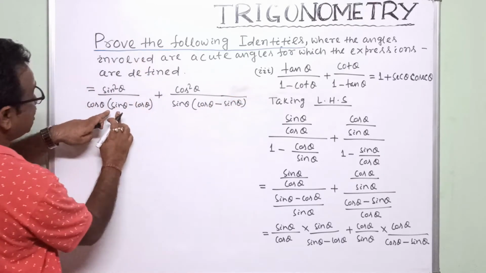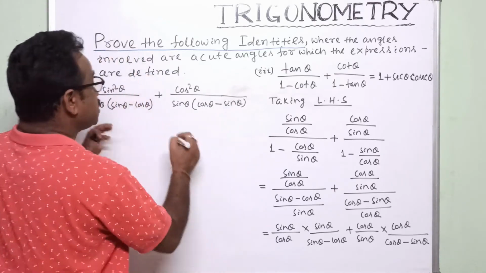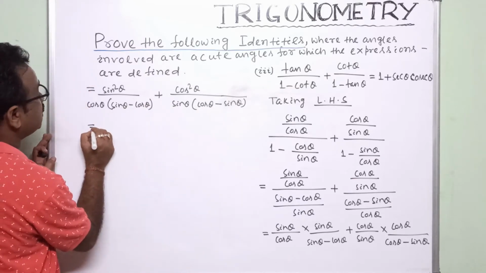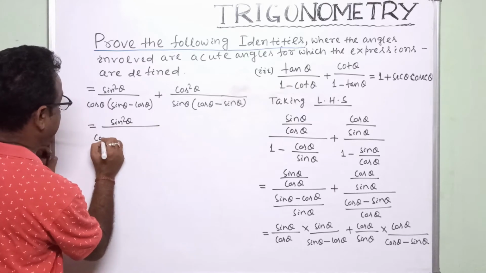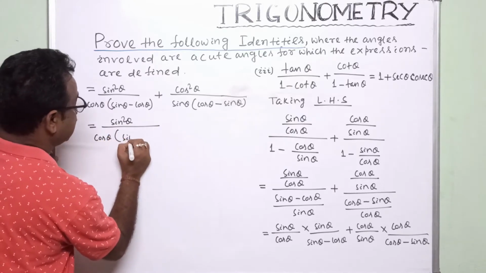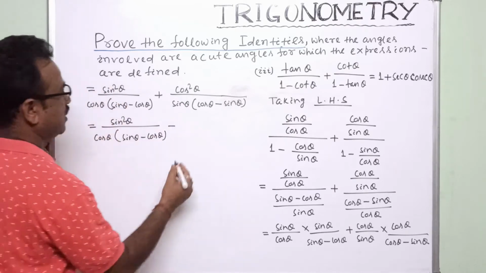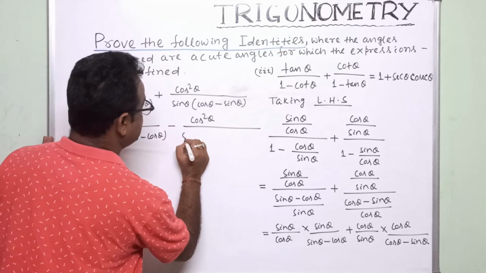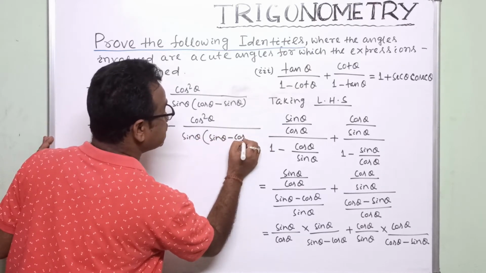See, here sin theta minus cos theta, here cos theta minus sin theta. So what we will do? We will change the sign to make it equal. That is equal to sin square theta by cos theta into (sin theta minus cos theta), minus cos square theta by sin theta into (sin theta minus cos theta).